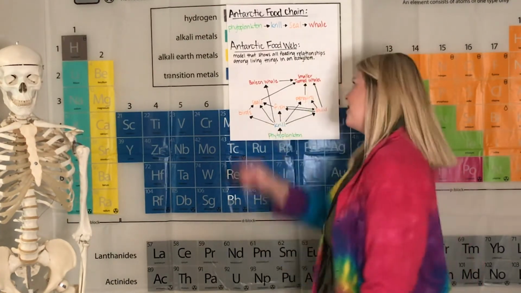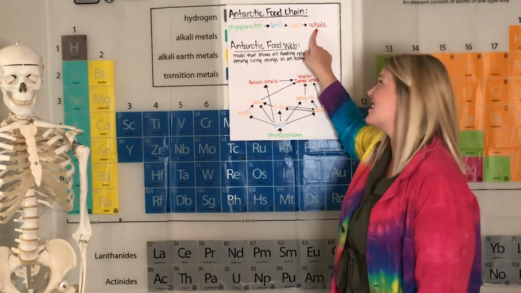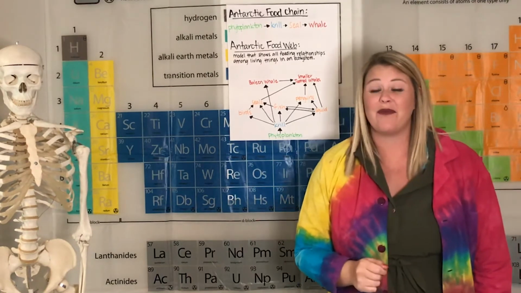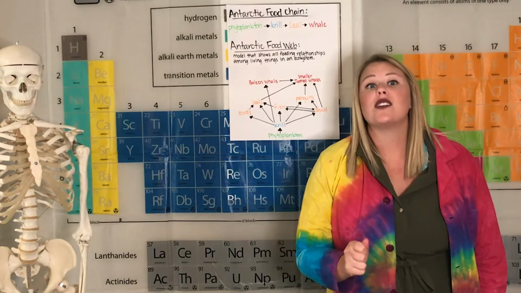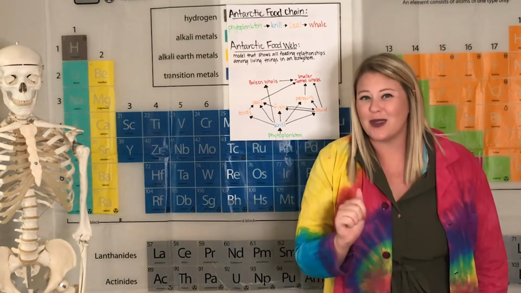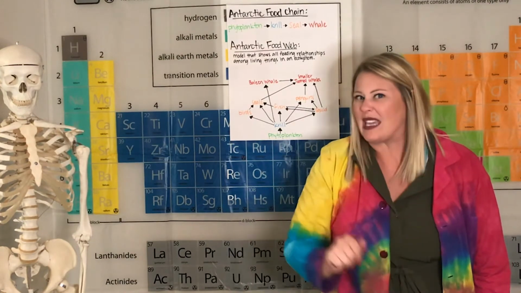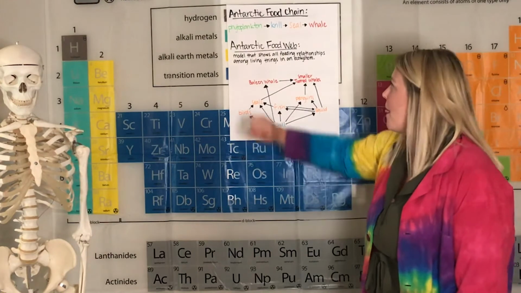Something else you notice as you go up a food chain is that your last animal, this last consumer, is a predator. And that predator is almost always a carnivore. Carnivores are animals that eat only meat. So humans, we're not carnivores because we eat more than just meat. Let's go back to the beginning.